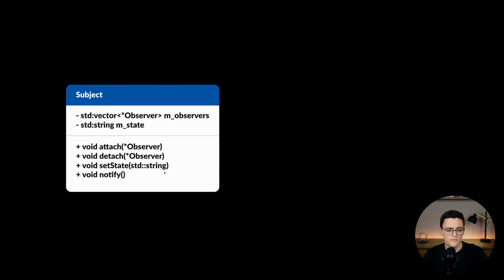We also have a setState method, which updates the state of the subject. This can be a different state update mechanism. This is the simplest case for state updates. And we also have attach and detach methods that accept an observer pointer as their argument in order to add or remove observers from the observers vector.